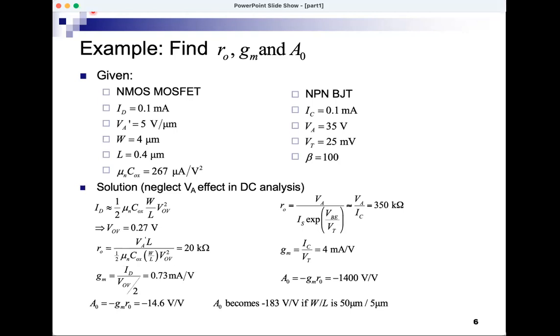Any other questions? Does the size affect VOV?